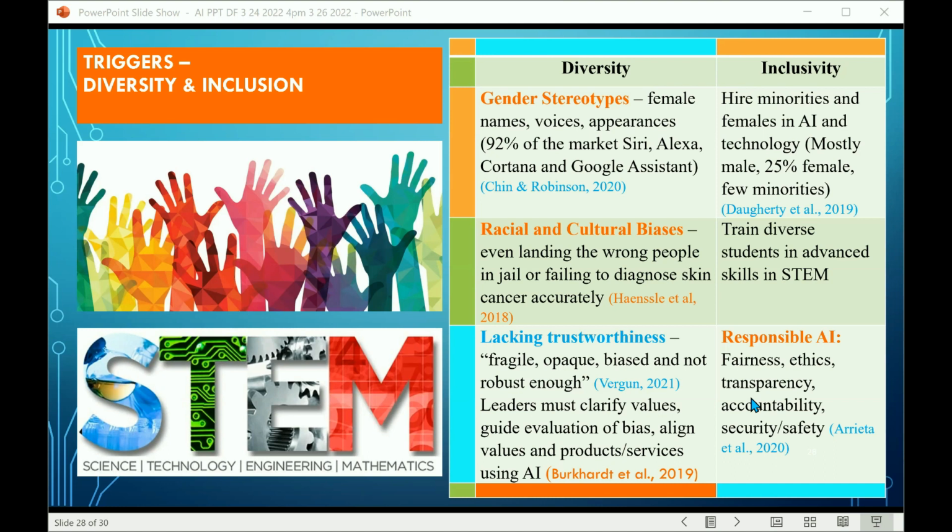And inclusivity, it's important to hire more females and minorities for AI-related and tech jobs. Right now, about 25% are female and even fewer minorities in jobs. We also need to support and train minorities and females in the STEM areas with more advanced skills. And lastly, we need to create responsible AI that's fair, ethical, transparent, accountable, safe, and secure.